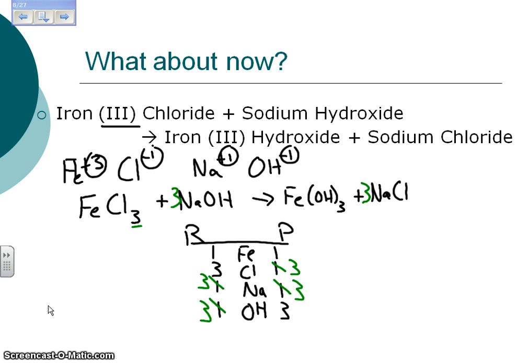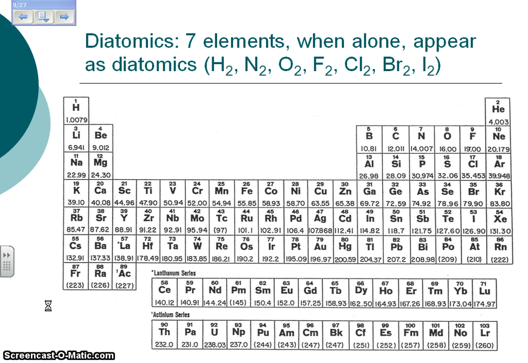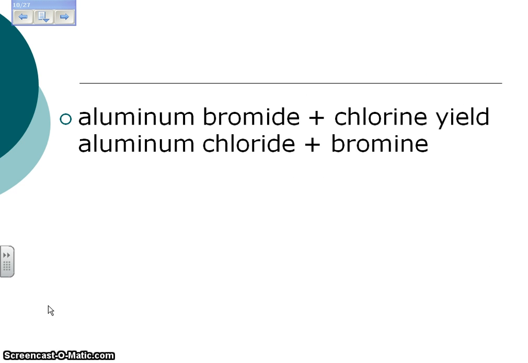Now one of the things when we're writing out formula equations from words, we have to remember the 7 diatomic elements. So whenever we see these alone, we have to remember that they're diatomic in nature, and we have to write them as so. An example of this would be in the following equation.